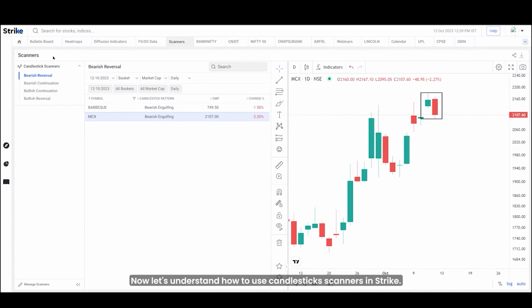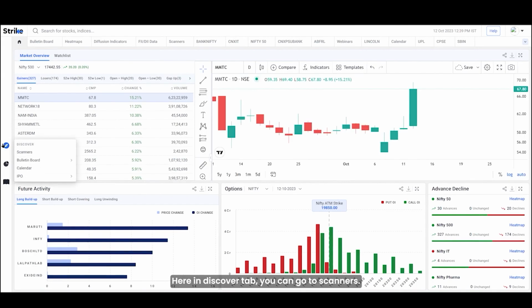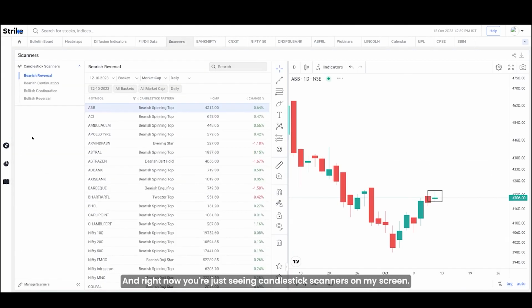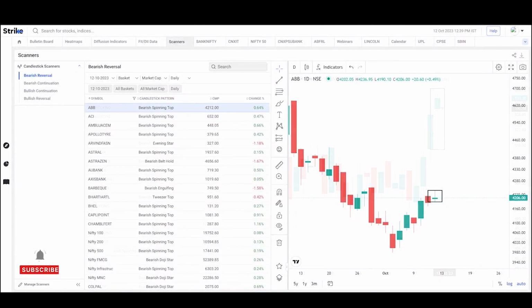Now let's understand how to use candlestick scanners in Strike. This is the dashboard of Strike. Here in the Discover tab, you can go to Scanners. And right now you're just seeing candlestick scanners on my screen. Whereas on the Manage Scanner screen, I can enable all the scanners that I want to see. Just for this video, I have only enabled candlestick scanners, so there is no confusion.